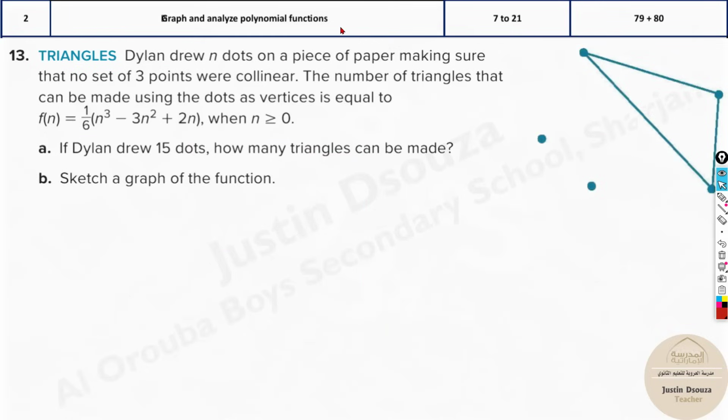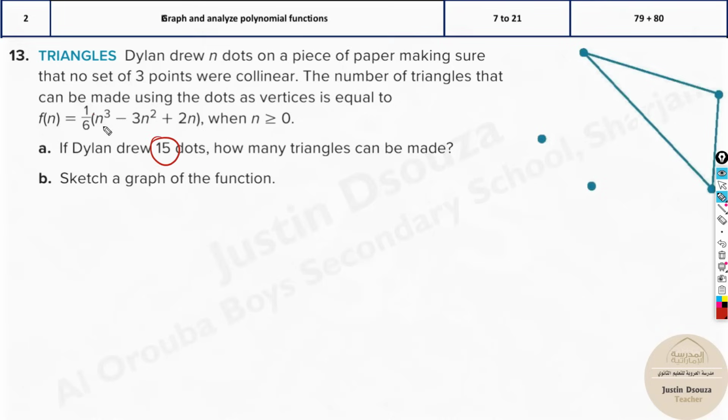Now we have a real world problem. Dylan drew n dots on a piece of paper, making sure that no set of 3 points were collinear. The number of triangles that can be made by using the dots as the vertices is equal to this function over here, where n is greater than or equal to 0. If Dylan drew 15 dots, how many triangles can be made?